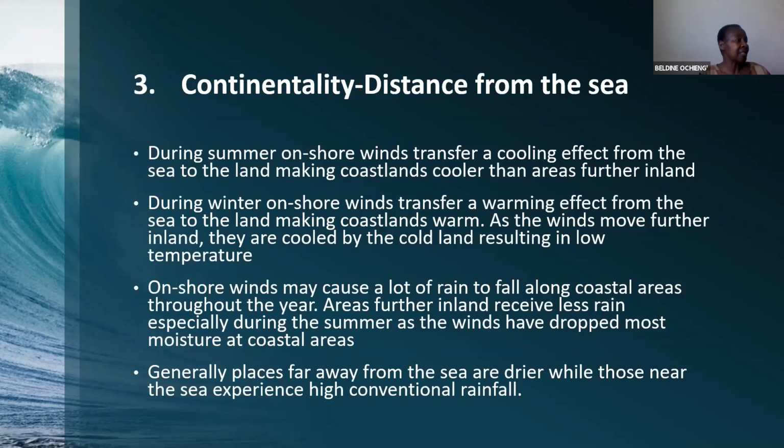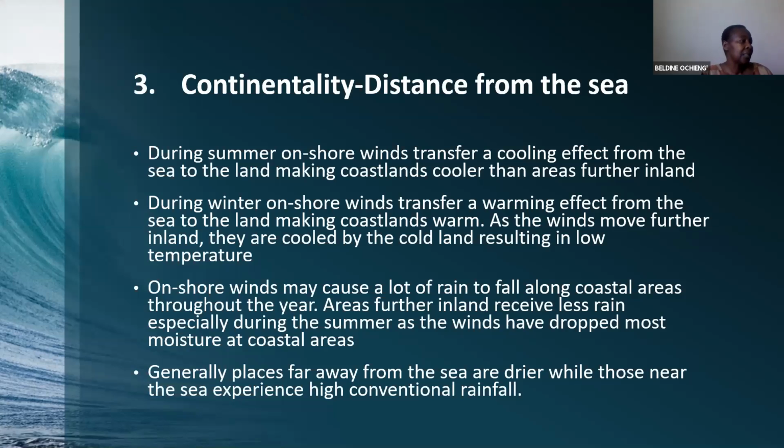That is for ocean currents. Three, continentality or distance from the sea. Let's go for the last point, which is known to all of us. Generally, places far away from the sea are drier, with no influence from the water body, while those near the sea experience high convectional rainfall, not just rainfall, but convectional rainfall. That one we all know.